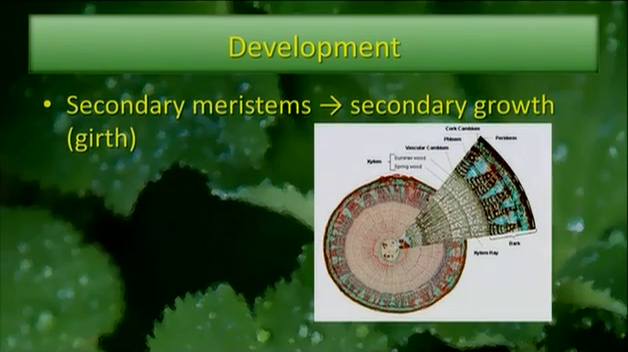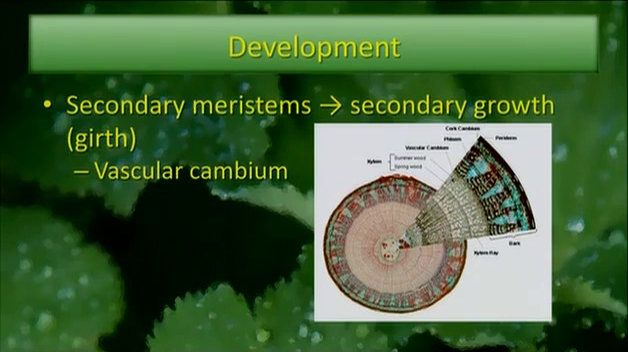Now, secondary meristems. We were just talking about primary meristems or apical meristems. Now we have secondary meristems, which allow for secondary growth, or growth in girth. That allows for the widening of the stem. This widening comes from a meristem known as the vascular cambium. That's one of the lateral meristems, and we can see it in this illustration here, which is a very good one. This is one of a woody dicot.